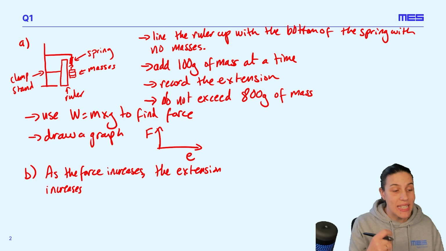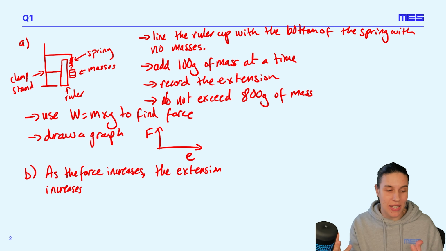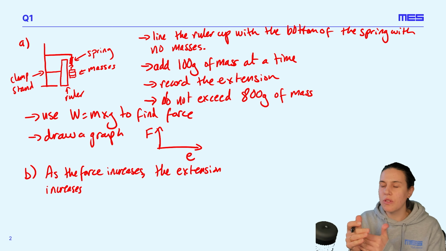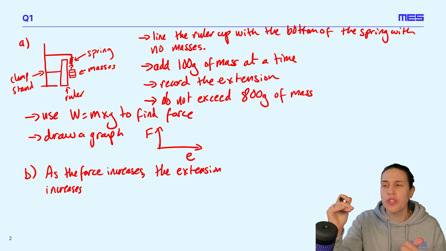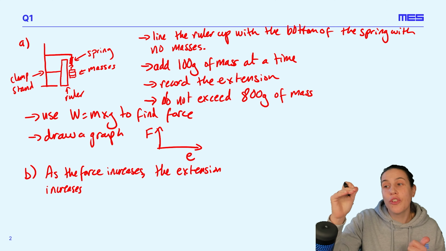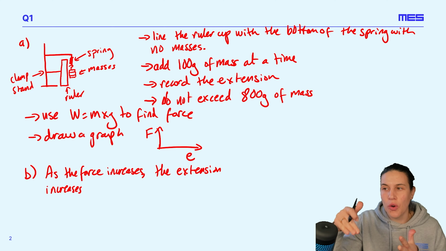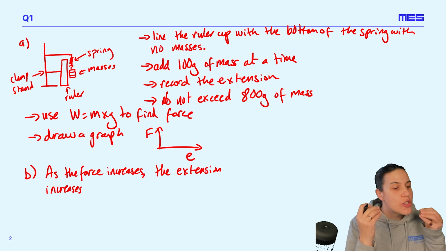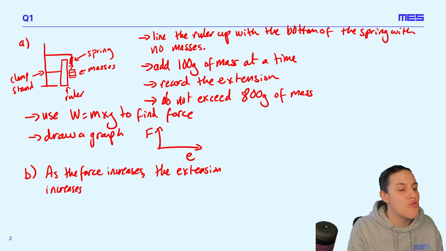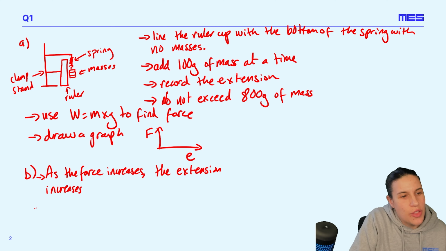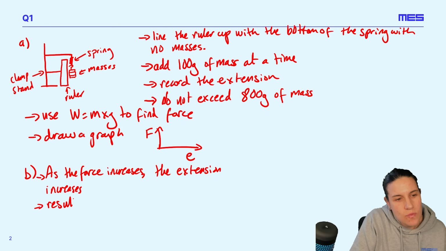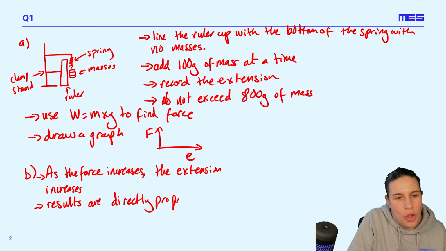So for the 2nd mark, I need to make some sort of comment about the pattern. And if I look at my results, as I double, as if I go from 1 Newton to 2 newtons of force, the extension doubles. As I go from 2 to 4, in the force, the extension doubles again. So this means that my results are directly proportional. So that's going to be my second mark. So the results are directly proportional.